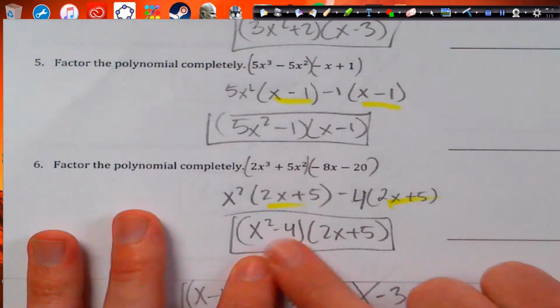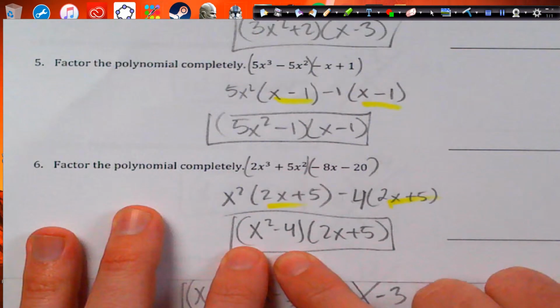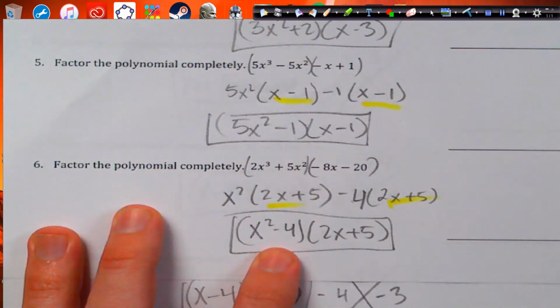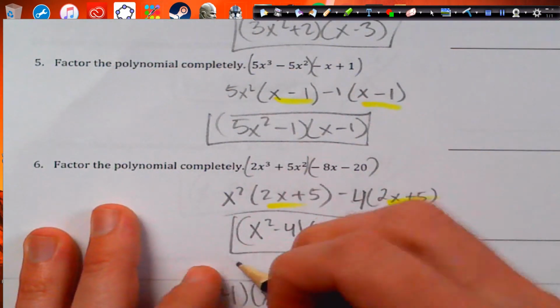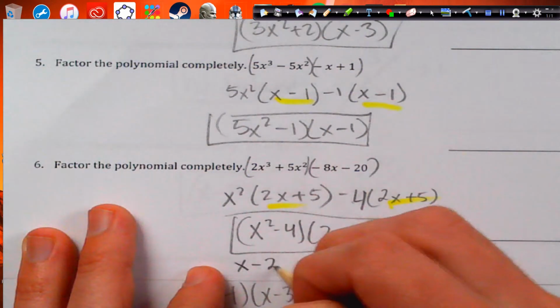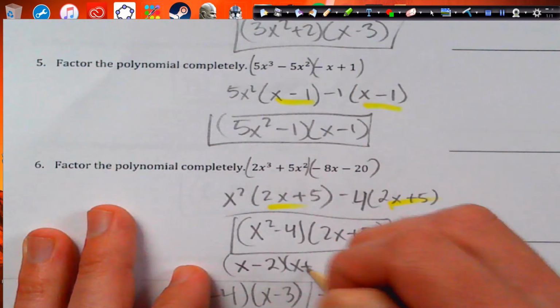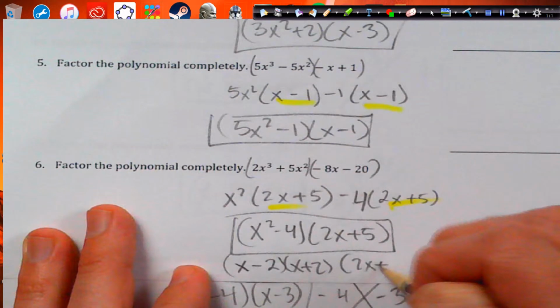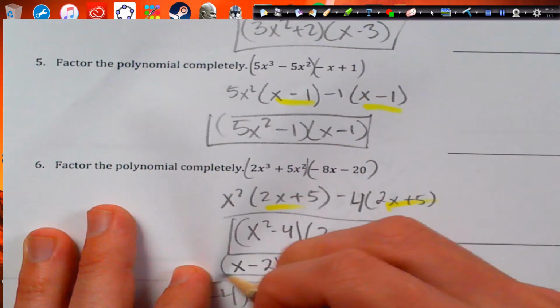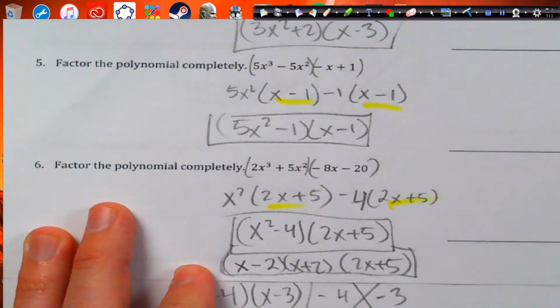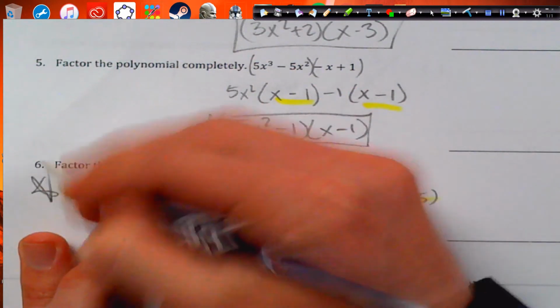And the last one here, we get x squared minus 4. We could actually break that down further. That's the difference of perfect squares. So this could actually become x minus 2 and x plus 2 and then 2x plus 5. So that one can actually be factored even further. That one's kind of a tricky one, star.